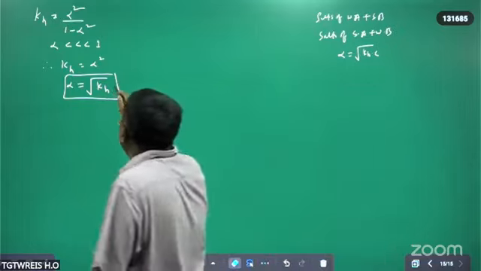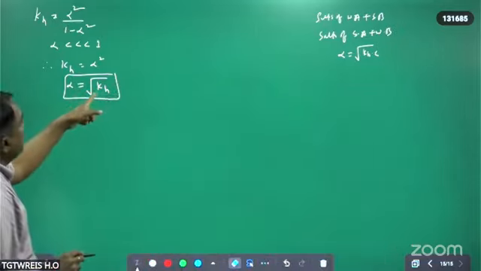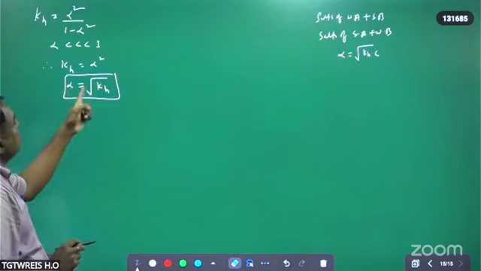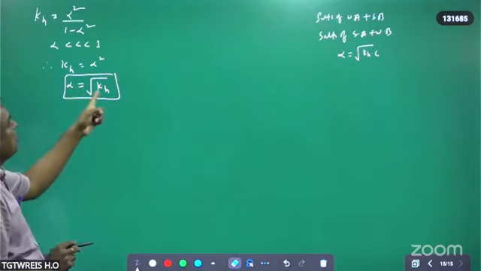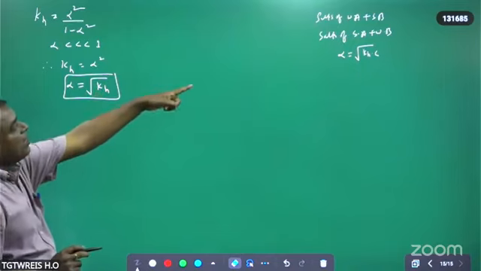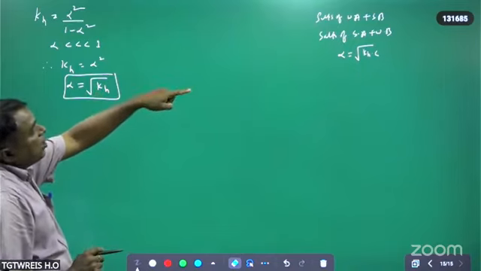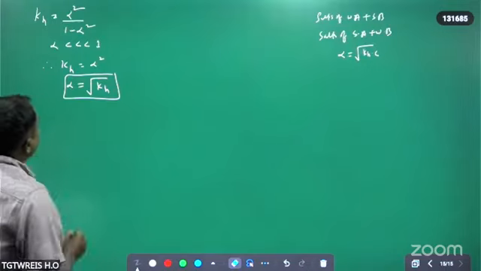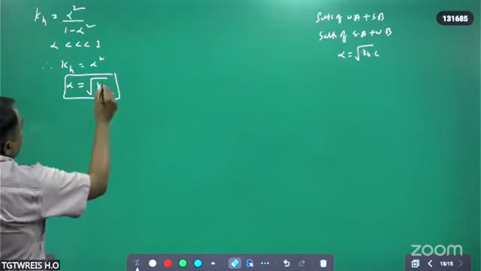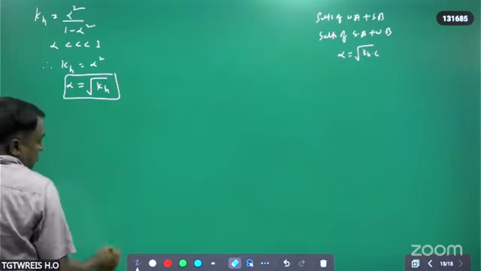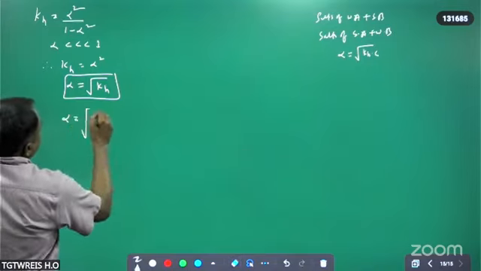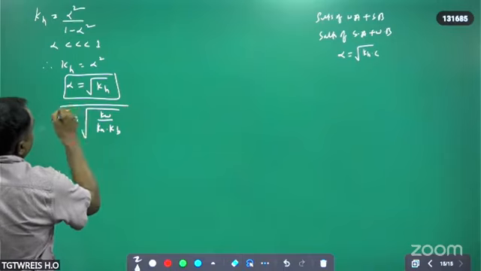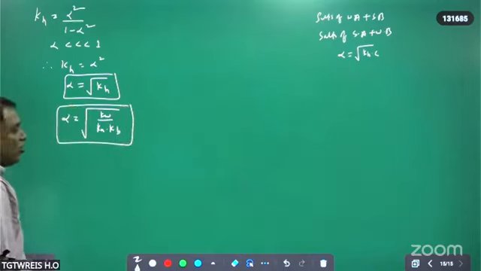But in this case, C never affects the equilibrium, so alpha is equal to root KH. The degree of dissociation is directly proportional to KH only. But in the other case, alpha is inversely proportional to square root of C. But here C is missing. So alpha is equal to root KH. But what is KH? KH is Kw by Ka into Kb. Alpha is equal to square root of Kw by Ka into Kb.